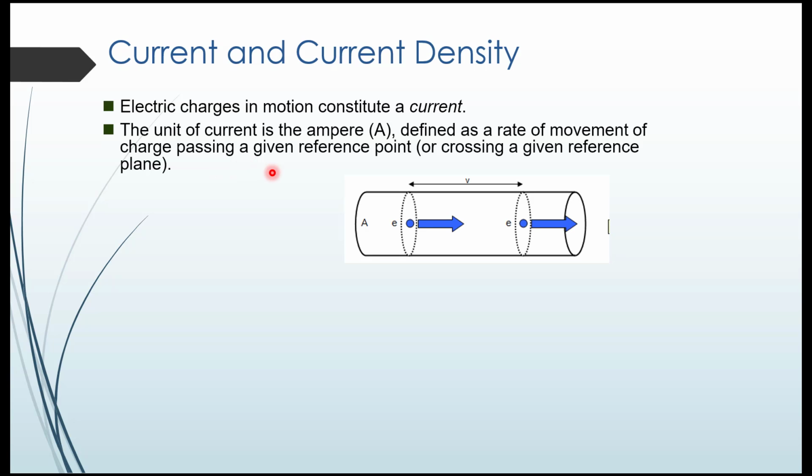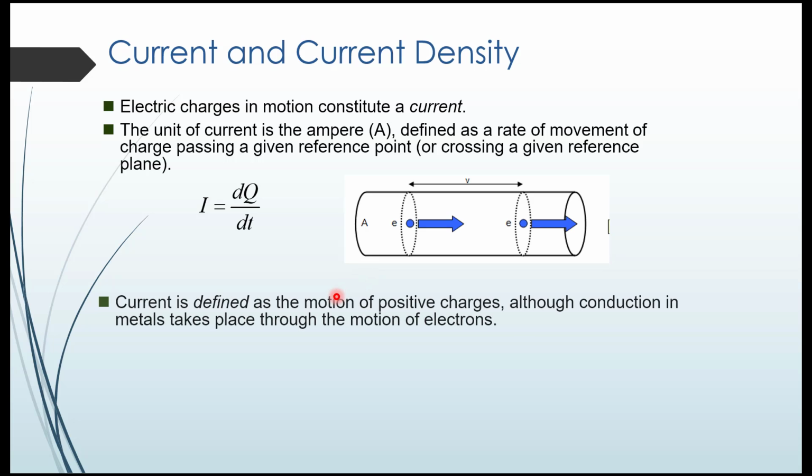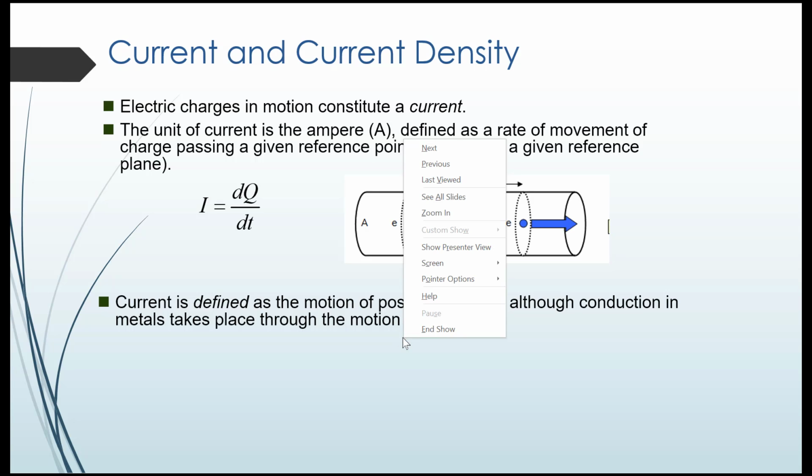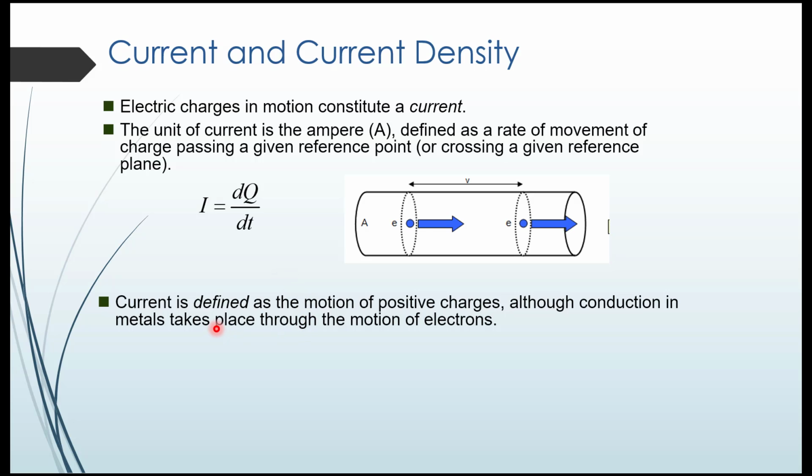The unit of the current is amperes, and it is defined as the rate of movement of charge passing a given reference point, or crossing through a given reference plane. So I in equation form is given as I is equal to dq by dt. Current is defined as motion of positive charges, although the conduction in metal takes place through the motion of electrons, because in conductors electrons are more in number. So current is defined as motion of positive, or it may be motion of negative charges.